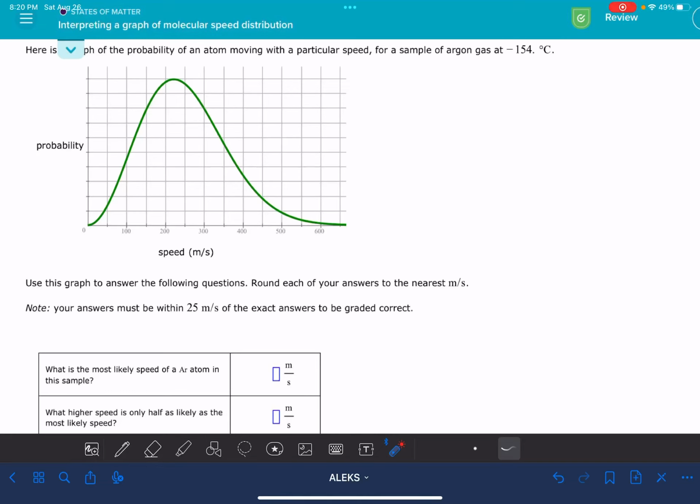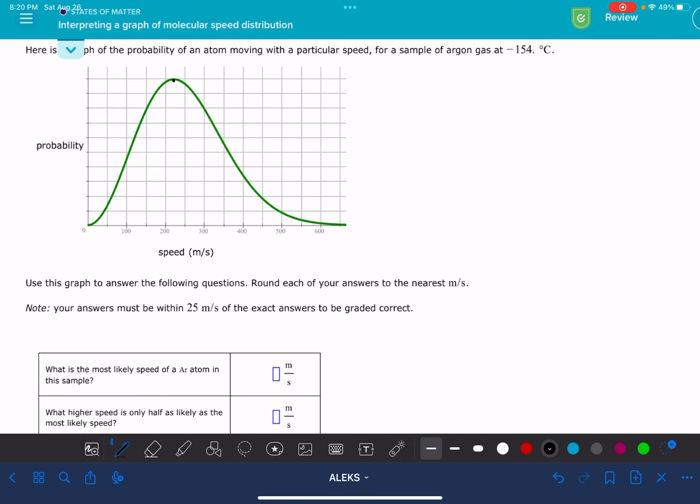In this video, I'll show you how to solve the ALEKS problem called interpreting a graph of molecular speed distribution. This is giving us a probability distribution of a particular atom. It really doesn't matter what it is. Telling us the temperature, it doesn't matter either. It's asking us, first of all, to determine the most likely speed of this particular atom, and that is going to be the speed that corresponds with the highest point on the probability graph, the most likely or the one that is the most probable.